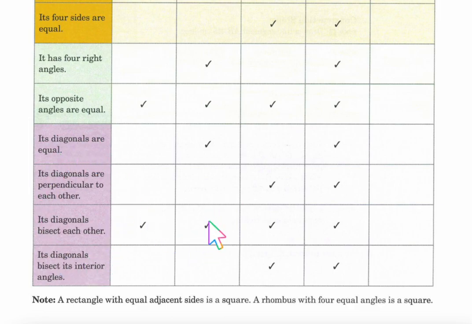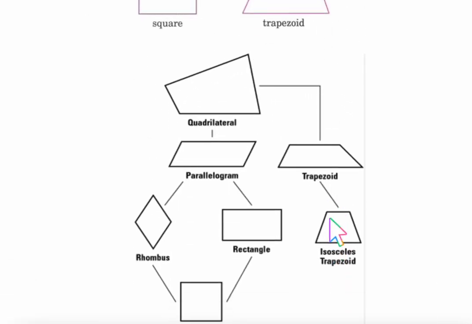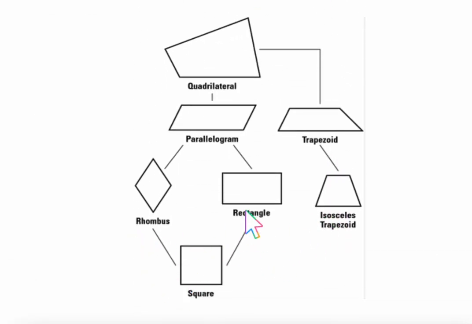Okay? So like it says, for the note, a rectangle with equal adjacent sides is just a square. So that's why a square is a special rectangle. A rhombus with 4 equal angles is a square. So a square is a special type of rhombus. So that's why in this diagram here you have the square kind of shooting off from both the rhombus and the rectangle.